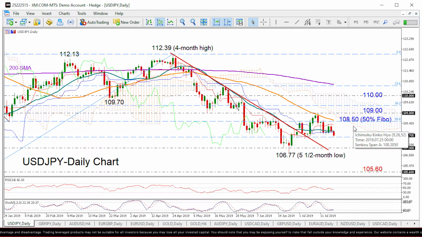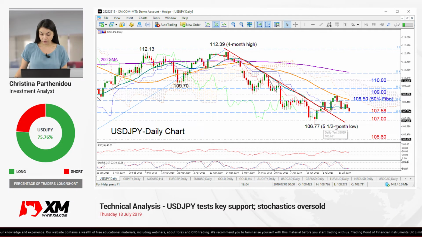On the downside now and below the 61.8% Fibonacci of 107.58, we might see more selling towards the 107 psychological level and the 106.77 low. A steep extension below this 5-month trough could take us down to 105.60.